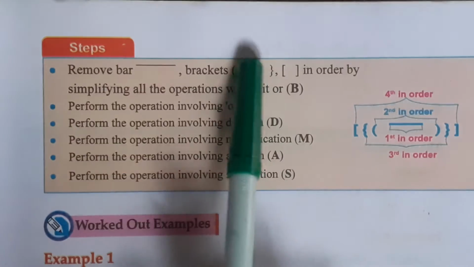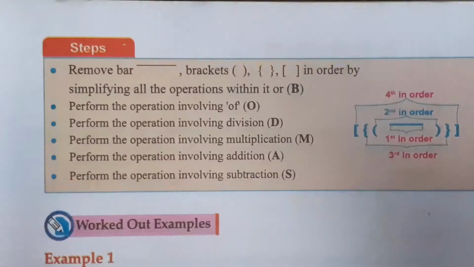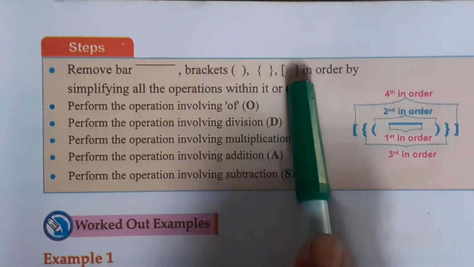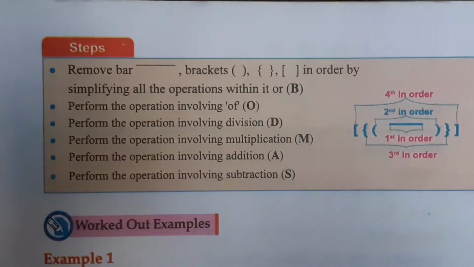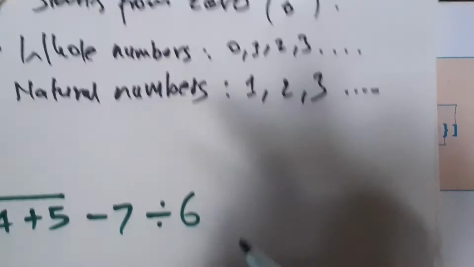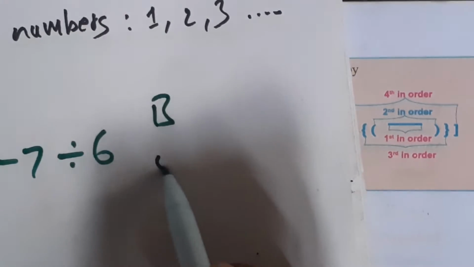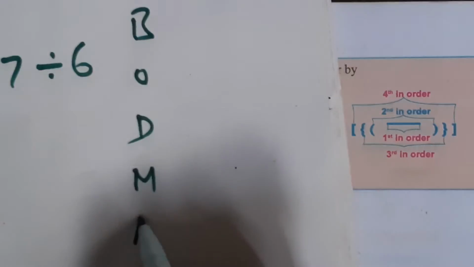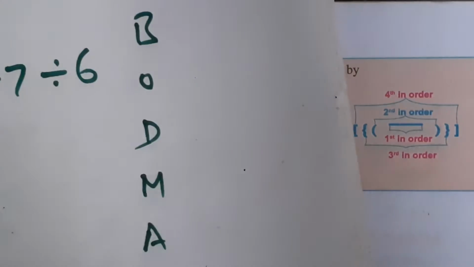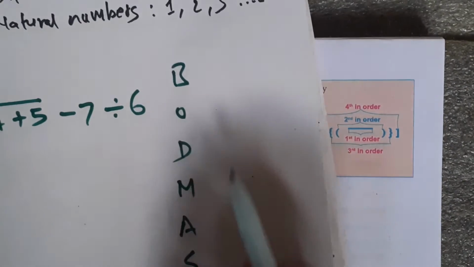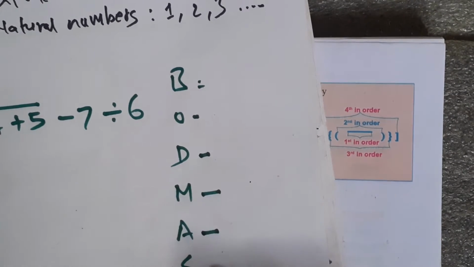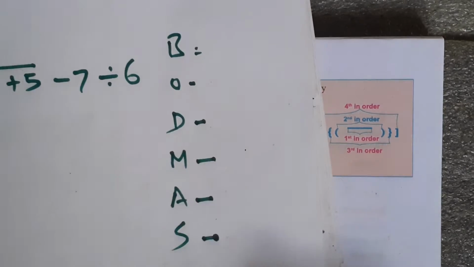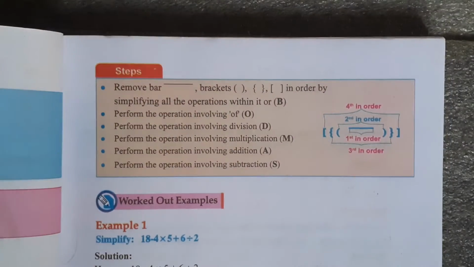And then after the bar, brackets. There are three types of brackets: small brackets, mid bracket, and big bracket. In order to simplify all the questions within them, you have to follow the BODMAS rule. What do you understand by BODMAS? B means bracket, O means of, then division, multiplication, addition, and subtraction. You have to do subtraction last. S means subtraction.